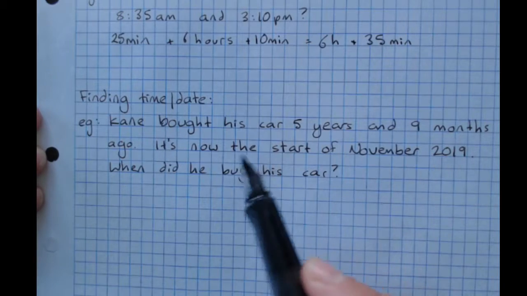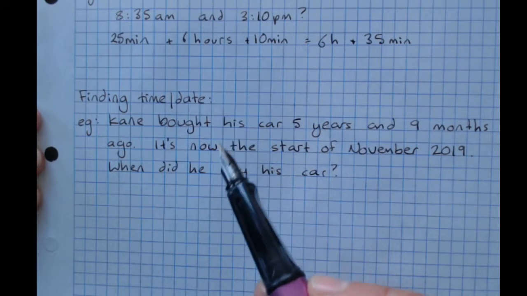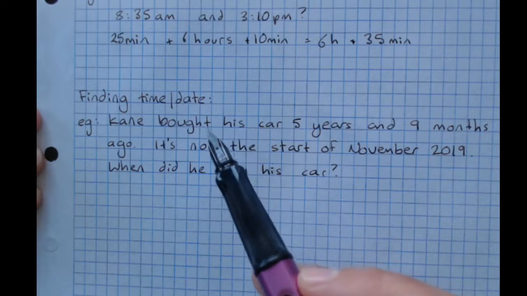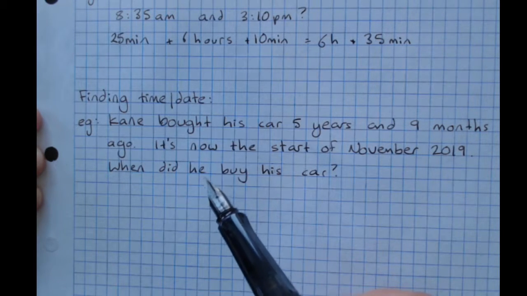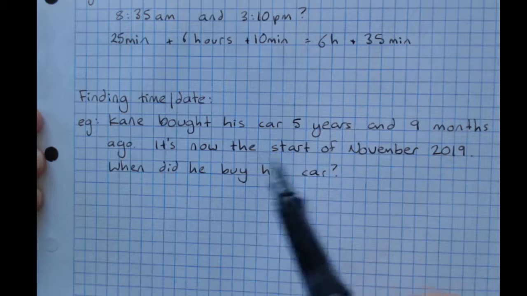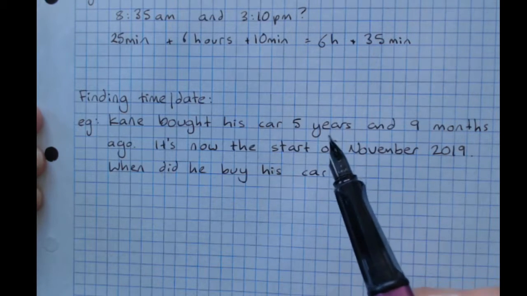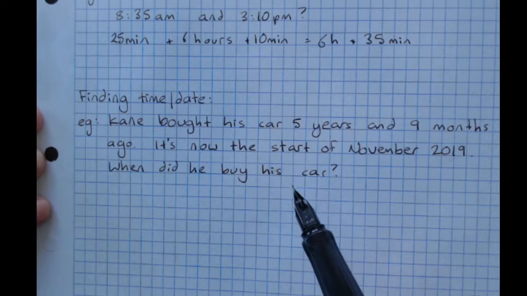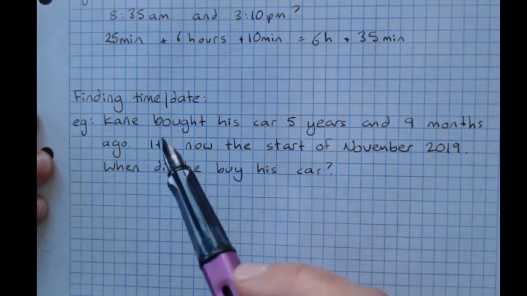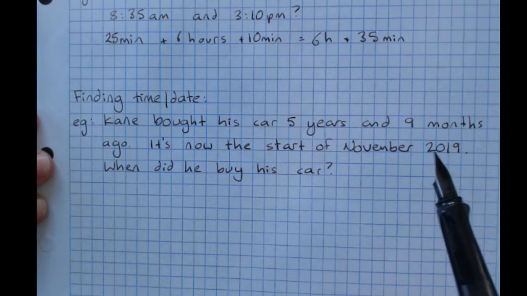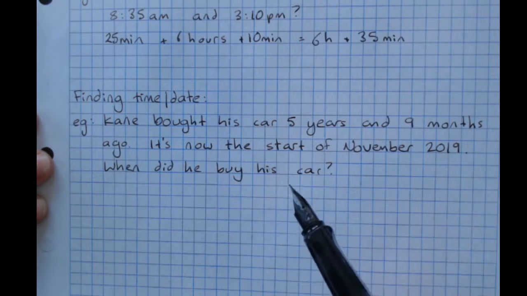Finding a time and date before or back or forward a certain amount of time. So this is counting on from a particular time, forward or back by a certain elapsed time to find out what was the date or the time then, or what will it be. So Kane bought his car 5 years and 9 months ago. It's now the start of November 2019. When did he buy his car?